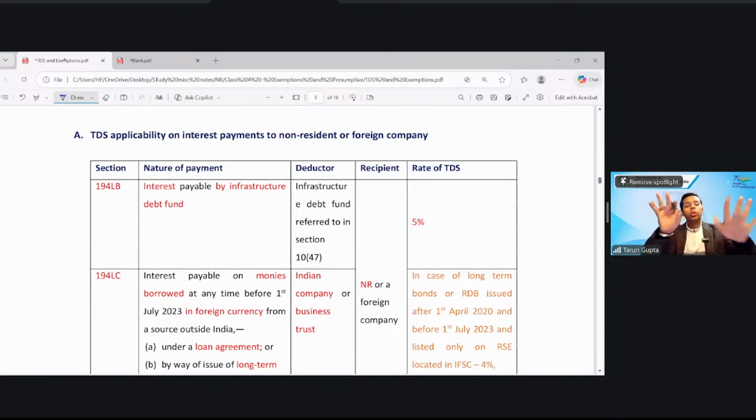You with me? So here we discussed the general section 195, which is applicable on payment made to an NR if such payment is chargeable to income tax. Then we discussed some specific provisions which are part of the domestic TDS provisions, but are applicable in the case of NR as well. And we discussed that if such type of payment is being made to an NR, then tax shall be deducted under these provisions and not under the general provisions.